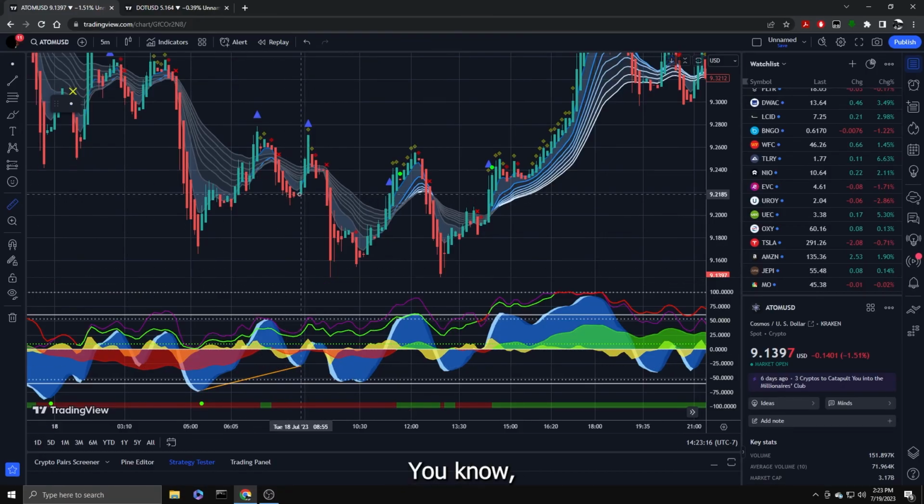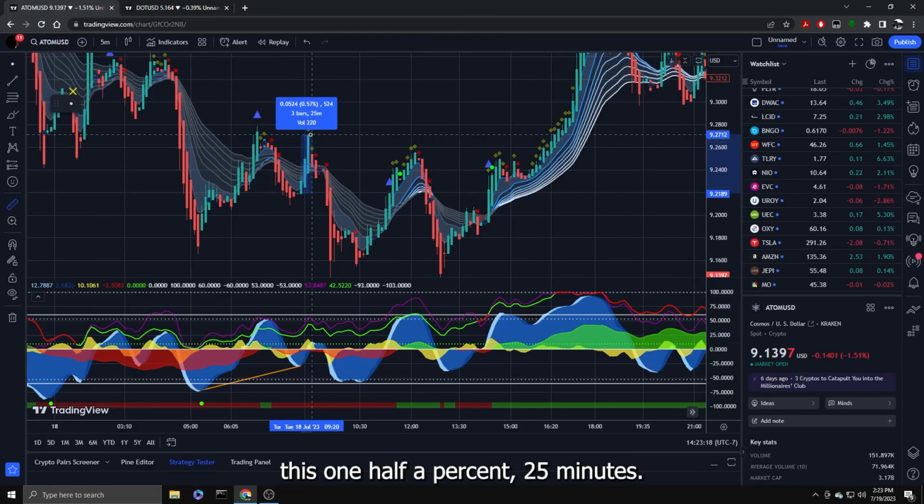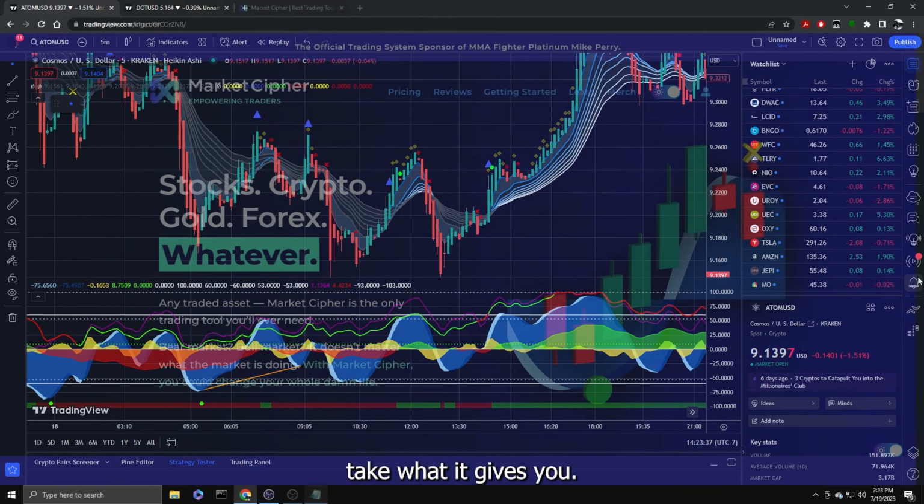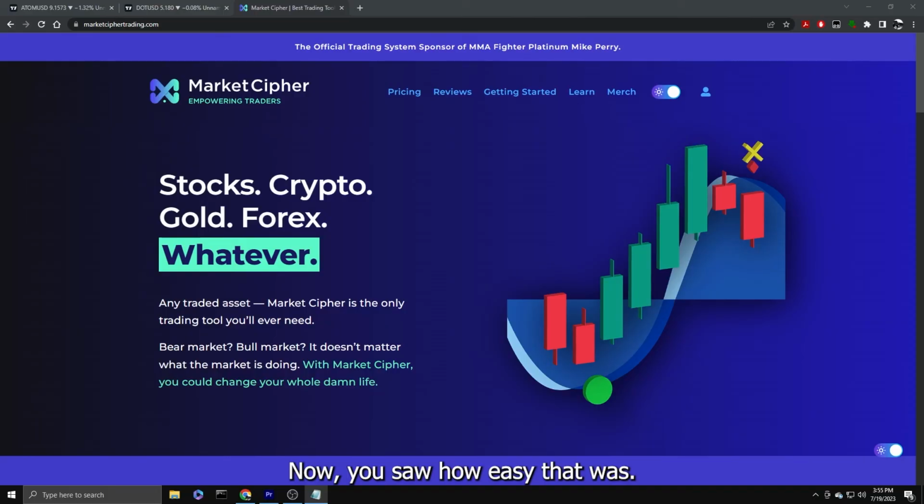You know? Look at this one. 0.5%, 25 minutes. Am I excited about that? Not at all. But at this point, if you're zoomed in on the 5-minute time frame, you're probably using leverage. 5, 10x. 10x leverage on an easy half-hour trade like this, might as well take the money. Take what it gives you. Now you saw how easy that was.